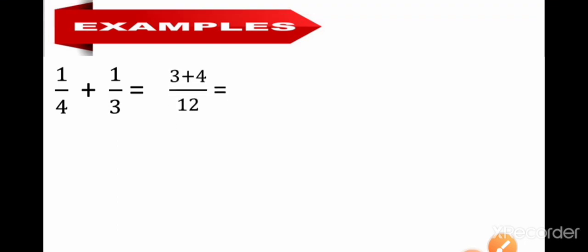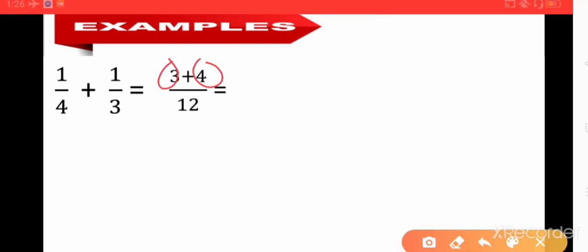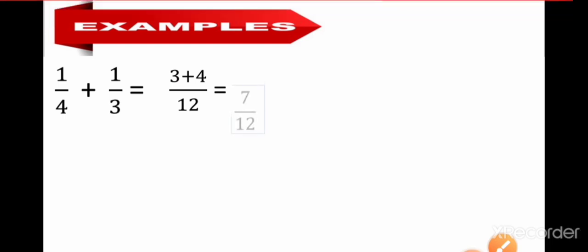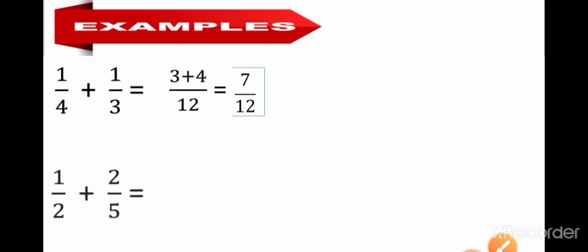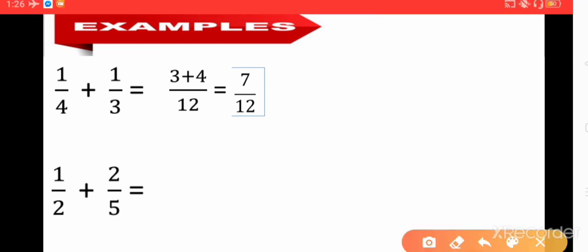Ngayon, 3 plus 4 will give you 7. Then, copy the denominator, which is 12. Kaya yung sagot is 7/12. Next, 1/2 plus 2/5. So, kuhanin ulit natin yung LCD ng 2 and 5. So, we have 2 and 5.